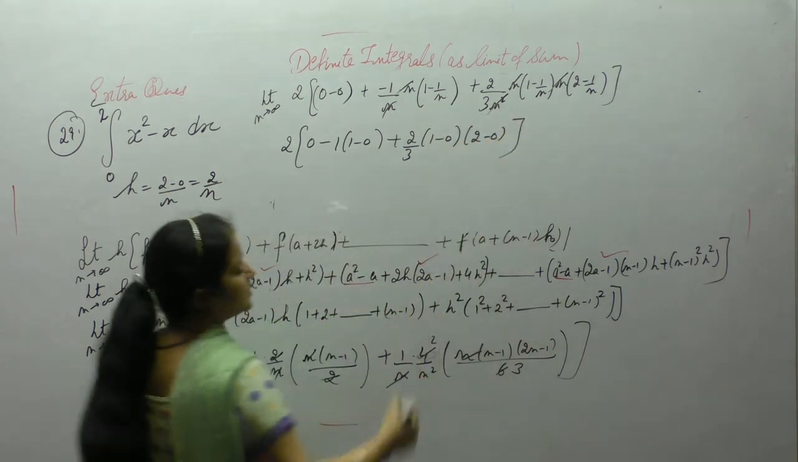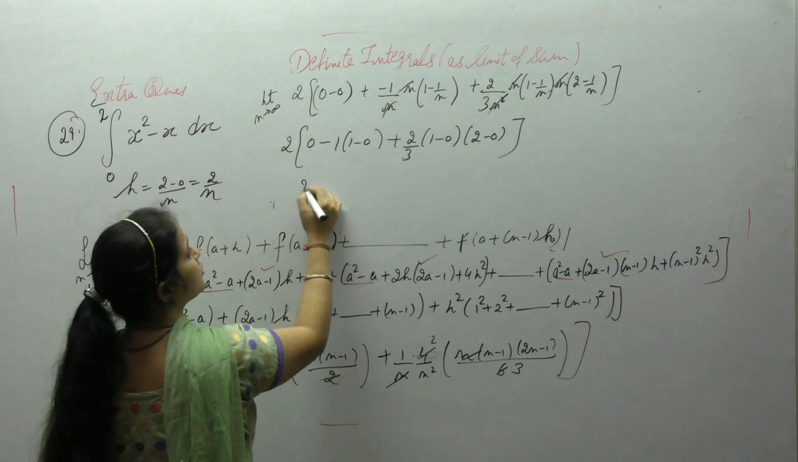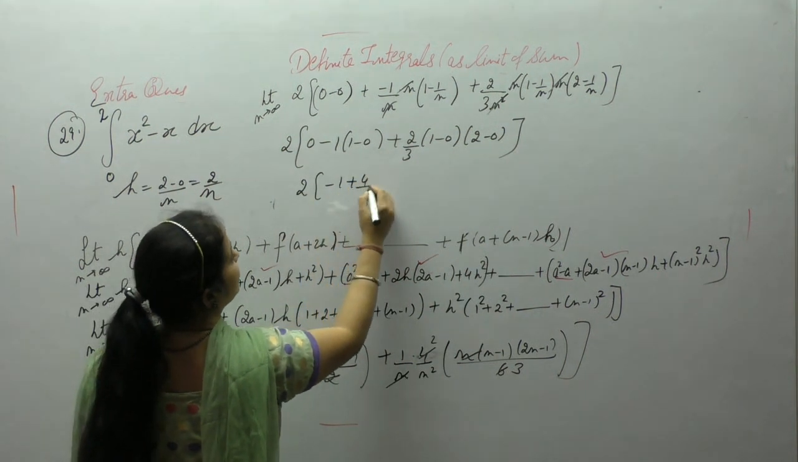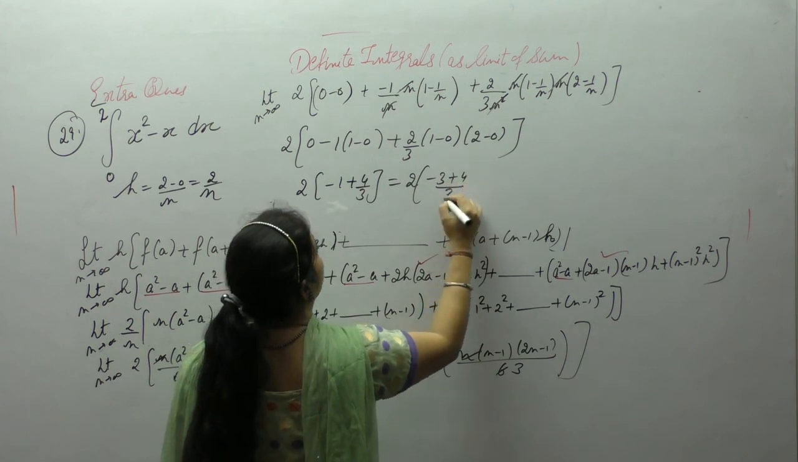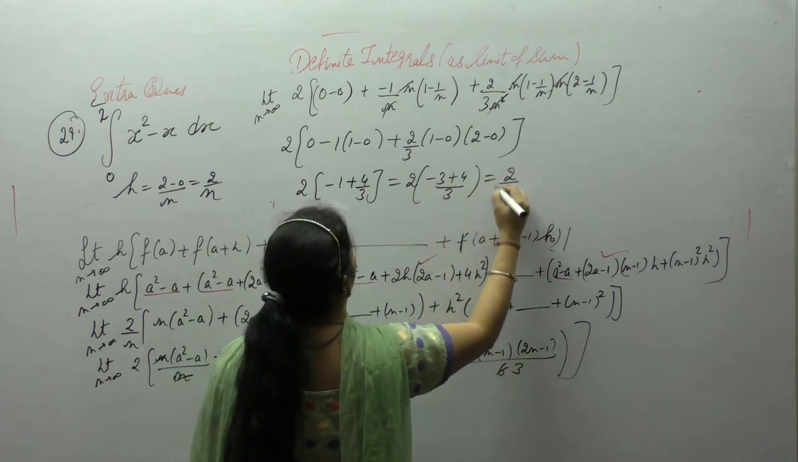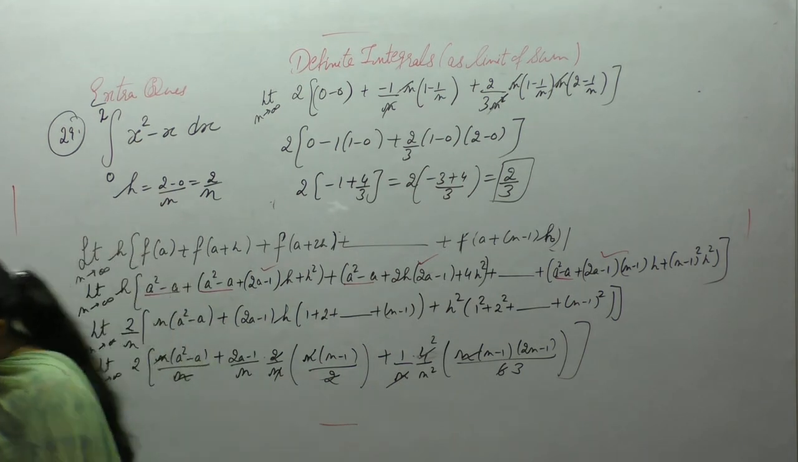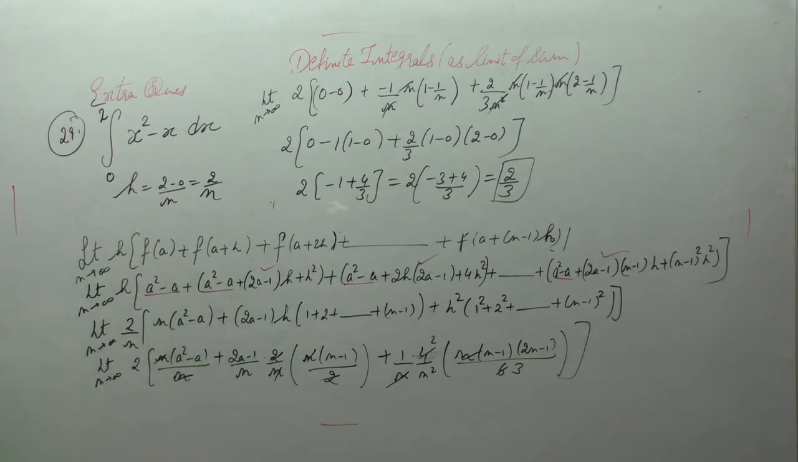Minus 1 into 1, minus 1 plus 4 by 3. Minus 3 plus 4, 1 by 3, 2 by 3. 2 into 1 by 3, so the answer is 2 by 3.